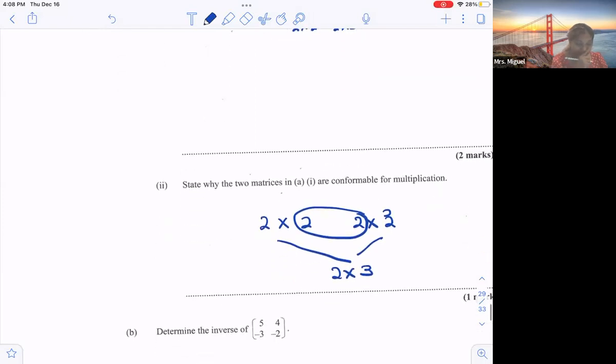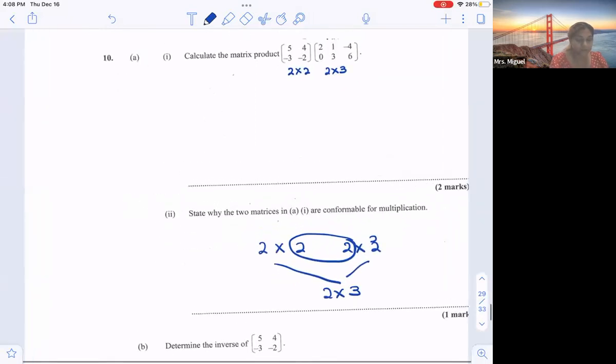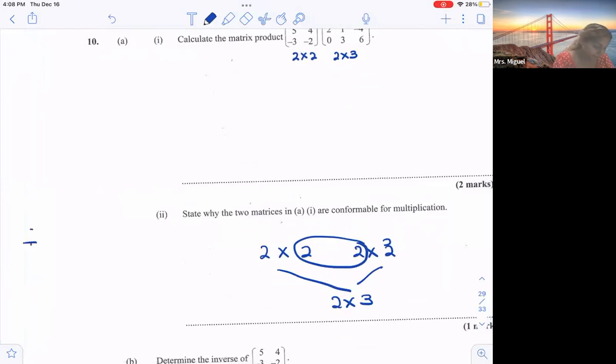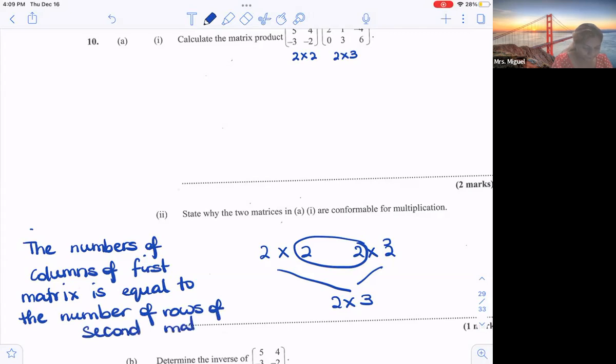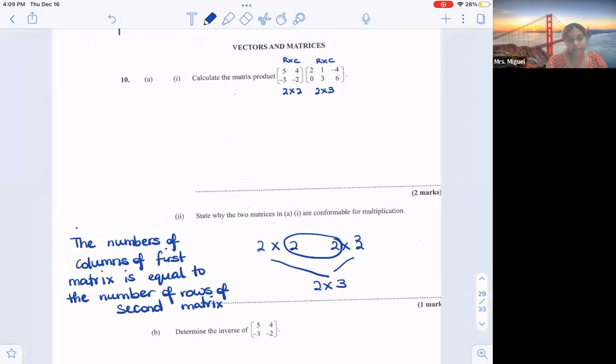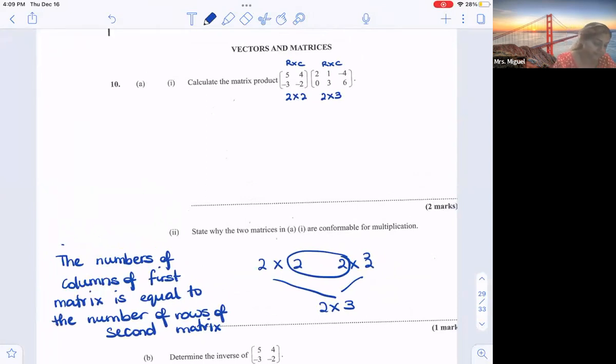What this means, and they ask for you to state why the matrices are conformable, is that the number of columns of the first matrix is equal to the number of rows of the second matrix. So once we do that, we know we find a 2 by 3. That is our end result.